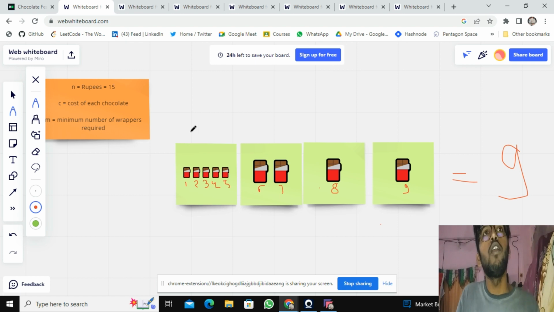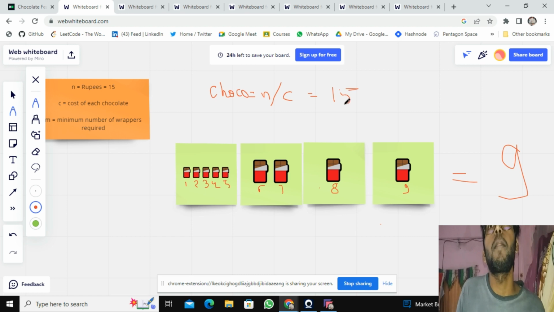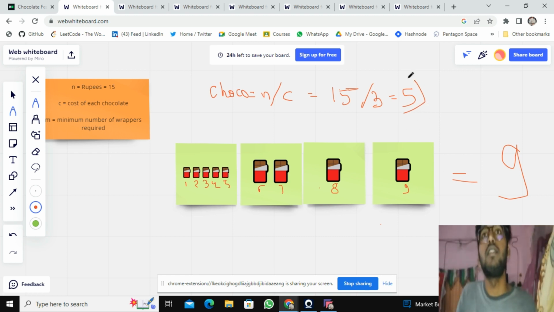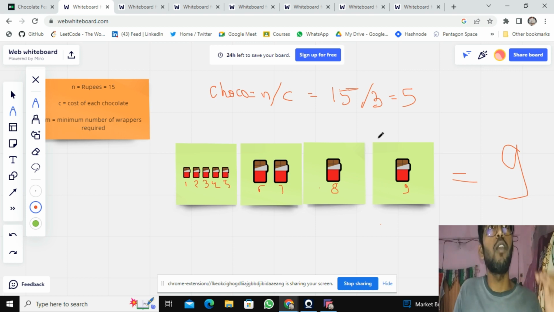So how many chocolates can I buy from this? The chocolates I can buy is N divided by C, which is 15 divided by 3, which is 5 chocolates. So initially, at the starting, from whatever money I have, I have bought these 5 chocolates. So now, how many wrappers will there be?